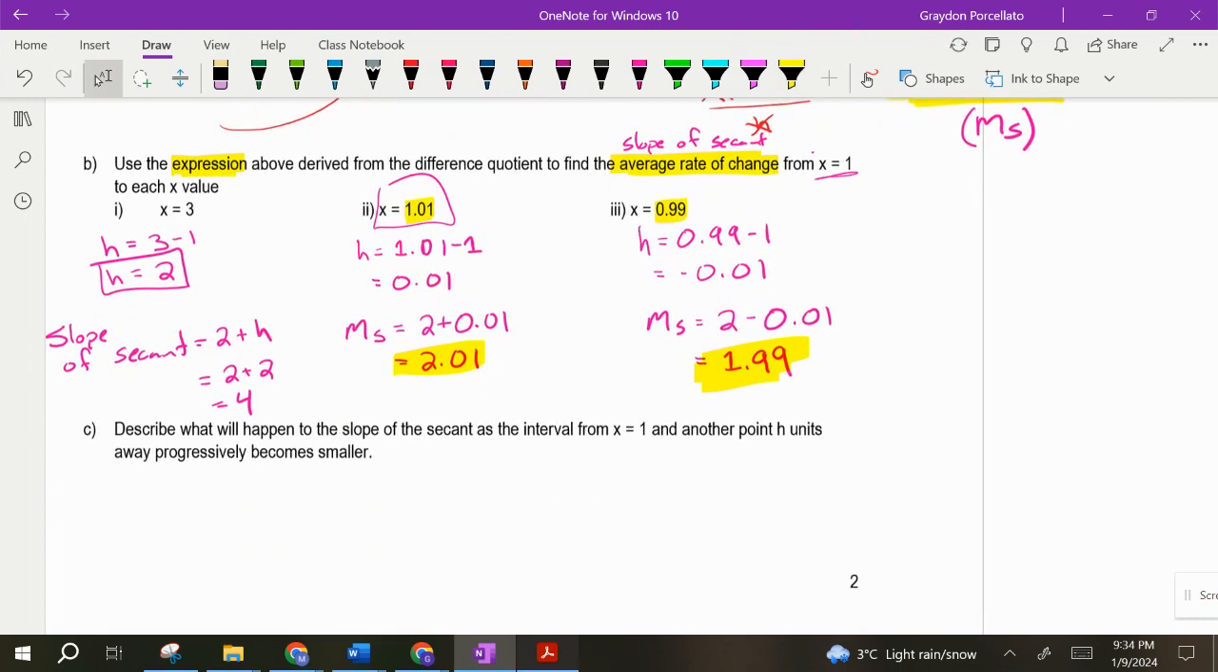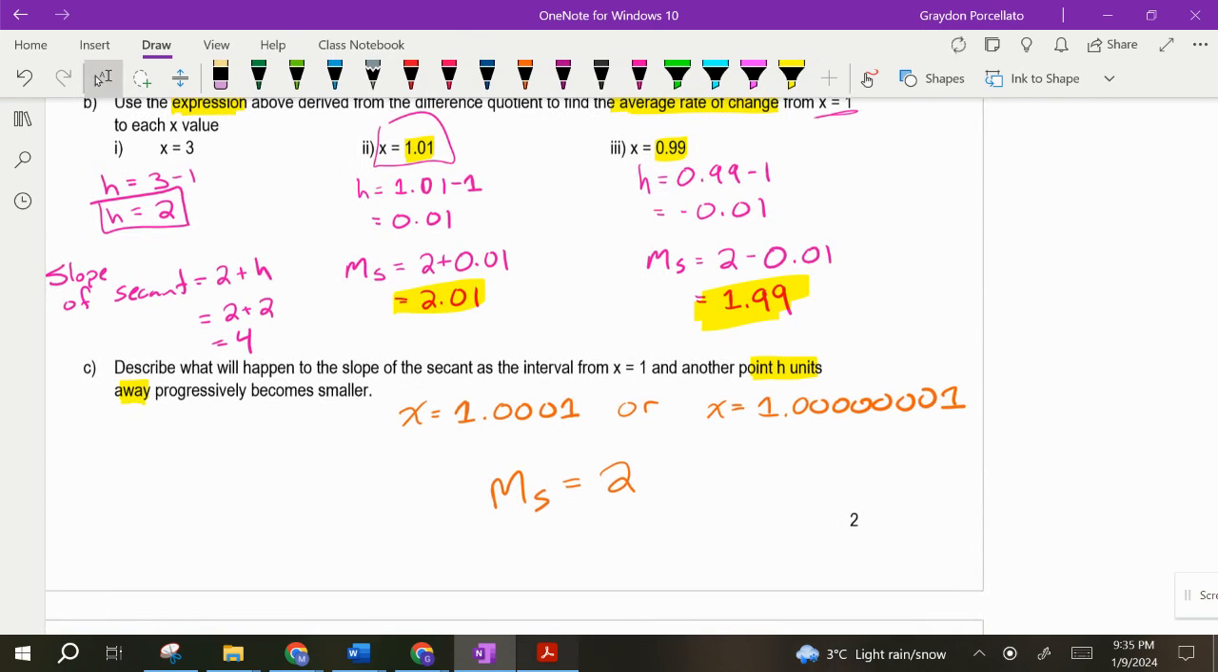The question says, describe what will happen to the slope of the secant as the interval from x equal to 1 to another point, h units away, progressively becomes smaller. So what if I picked a point x equal to 1.0001, or x equal to 1.00000001? As I get closer and closer to 1, our slope of the secant is going to get closer and closer to 2. Okay?